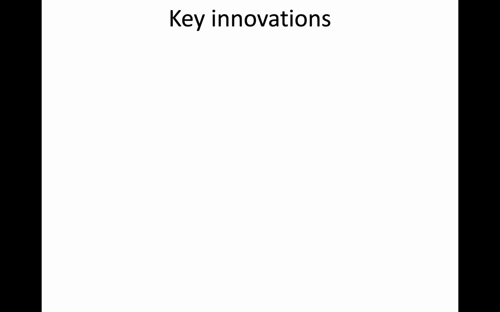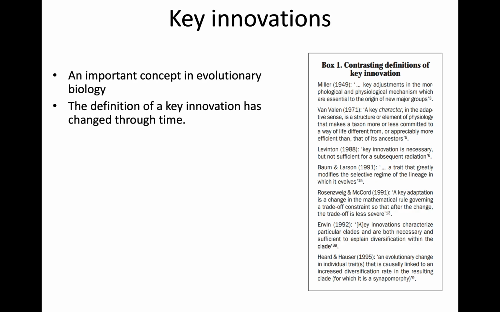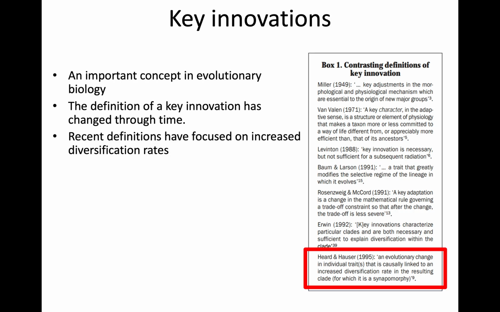To begin with, we have to talk a little bit about key innovations. So key innovations are a very important concept in evolutionary biology. The basic idea is that once in a while some new character state evolves, and it turns out that that character state is super duper useful. Now, the definition of what a key innovation is has changed a little through time. So, for example, it could just mean that something is super duper useful. But as the field progressed a little bit, the definition became refined to focus on an association with increased diversification rates. So there's a state change and then there's a rate change.